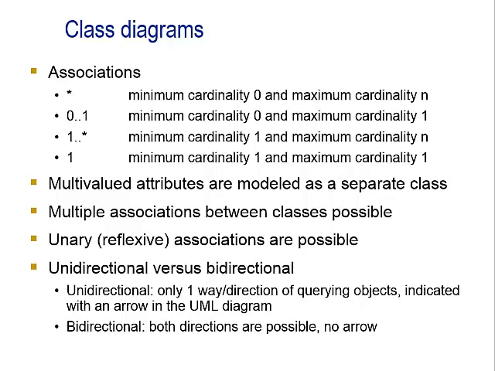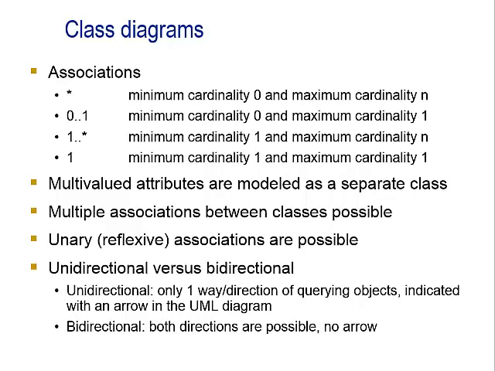Multi-valued attributes are modeled as a separate class. So if we would have a department that has multiple locations, then instead of modeling location as a multi-valued attribute type, it will be modeled as a separate class with an association with department. Multiple associations between classes are possible. Also, just as in the ER model, unary or reflexive associations can also be modeled. A handy feature in UML is that you can also have unidirectional and bidirectional associations. An association can be further annotated according to the way it is going to be used.